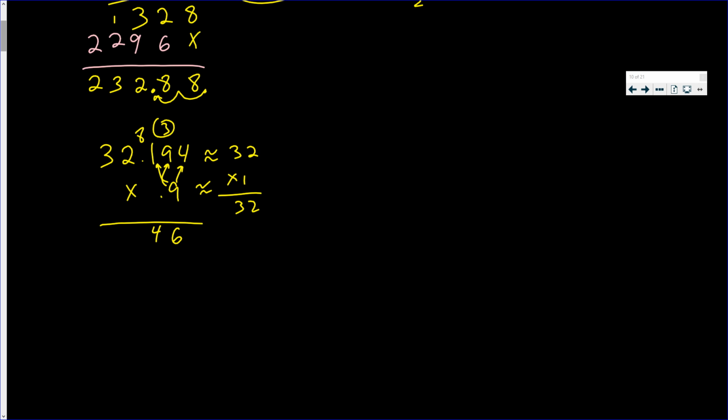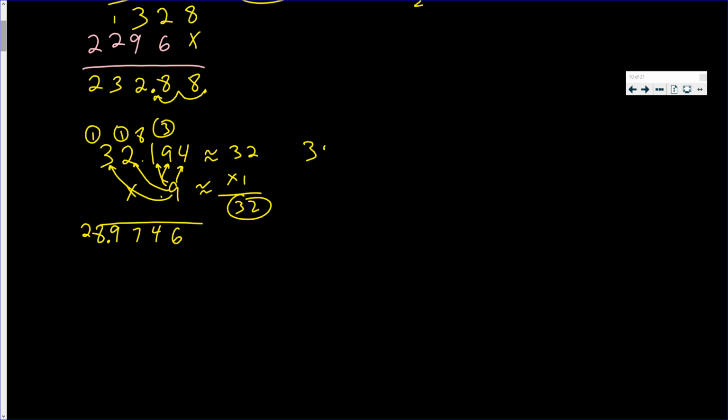9 times 1 is 9, plus 8 is 17. 9 times 2 is 18, plus the 1 is 19. 9 times 3 is 27, plus 1 more is 28. Now, I'm just concerned about, okay. So, the number's supposed to be around 32. Okay, so the decimal goes there.